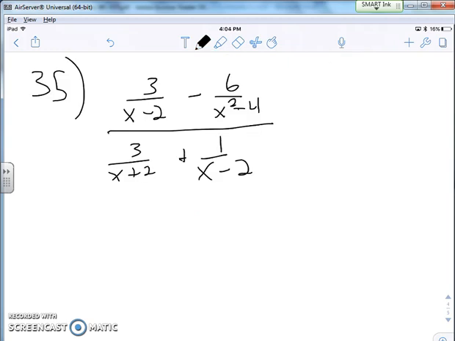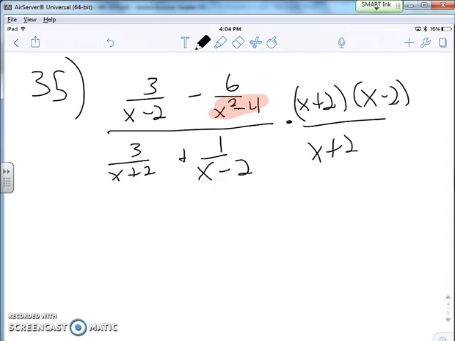Alright, here's number 35. If we look at this, our LCD is x plus 2 and x minus 2. Hopefully you can recognize that factorization: x squared minus 4 is x plus 2 times x minus 2. So we're going to multiply top and bottom by x plus 2 and x minus 2 to get rid of all these little fractions. And let's start distributing. So we'll start with Mr. Orange, who is going to come all the way over here.